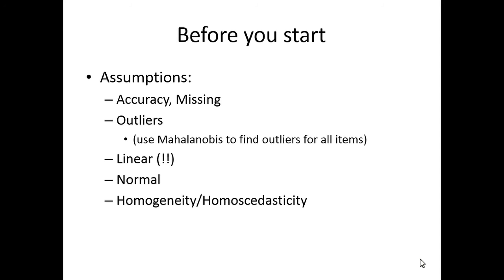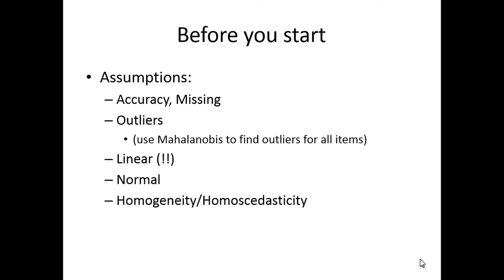The assumptions are the same. So we got accuracy and missing. Now for missing data, often you'll be able to fill people in, because you'll have enough questions that 5% will be a good rule. Outliers, just Mahalanobis. So yes, I know this is regression, but it's not the same type of regression, so back to just Mahalanobis. It really has to be linear, or this won't work, because it's lots of regressions at once.